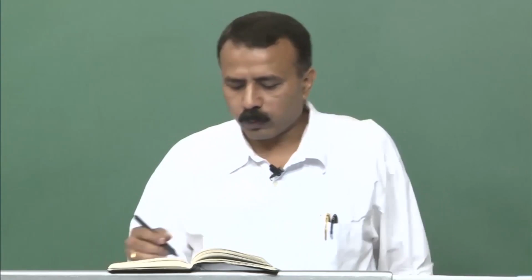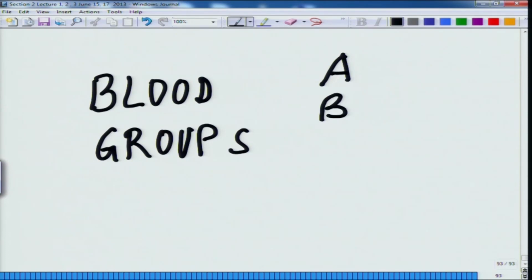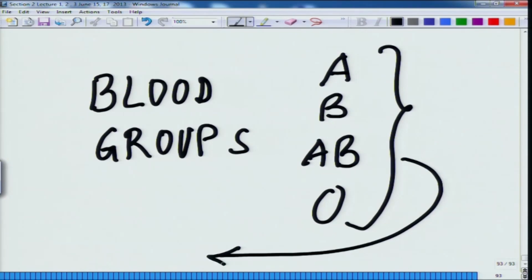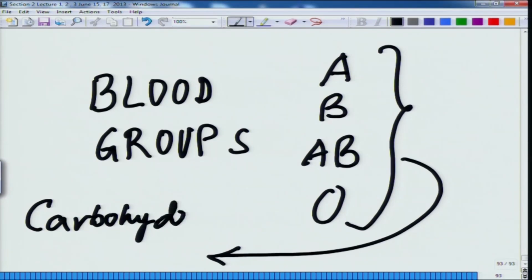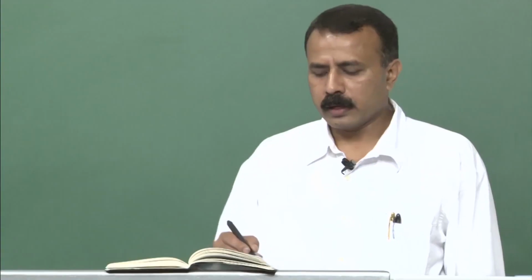So, these carbohydrates determine, as all of you are aware, that we have different kinds of blood groups, like A, B, AB and O. This blood group is determined by those carbohydrates which are present on the cell surface. This is one of the major roles, and we will be discussing in depth the structure of these.